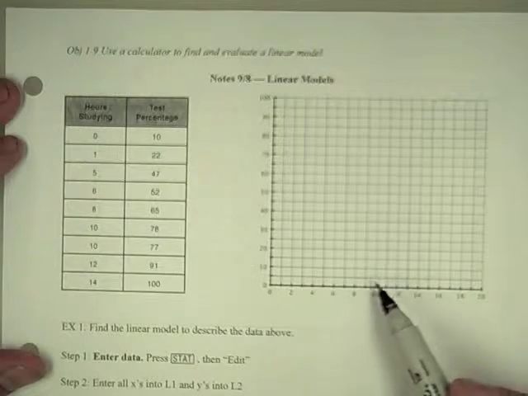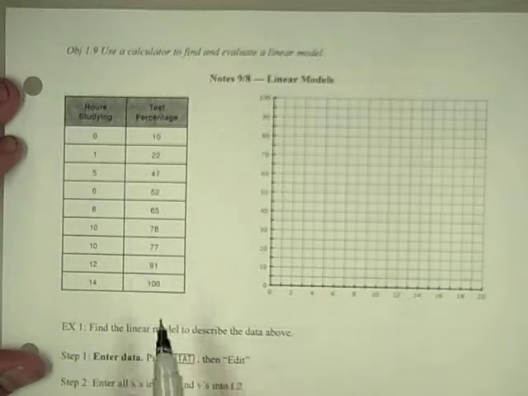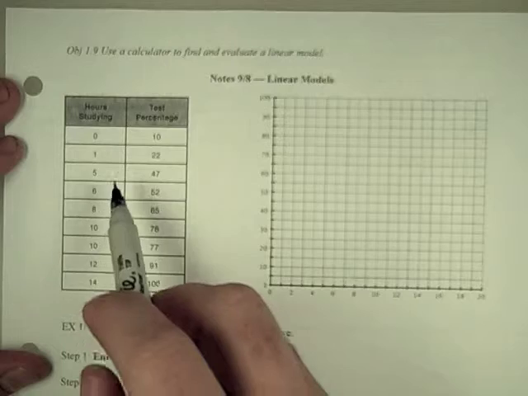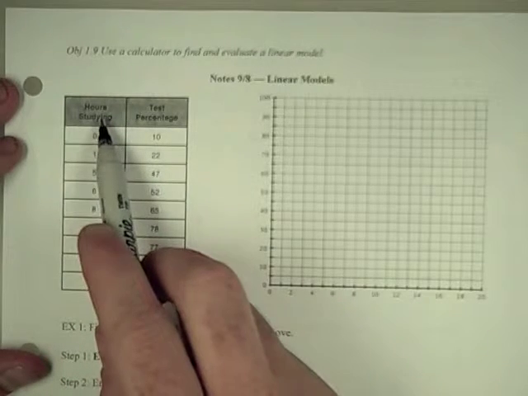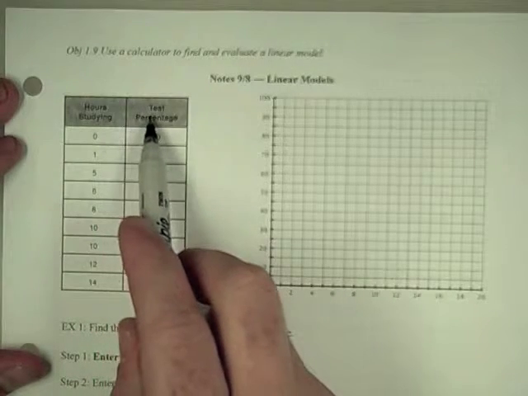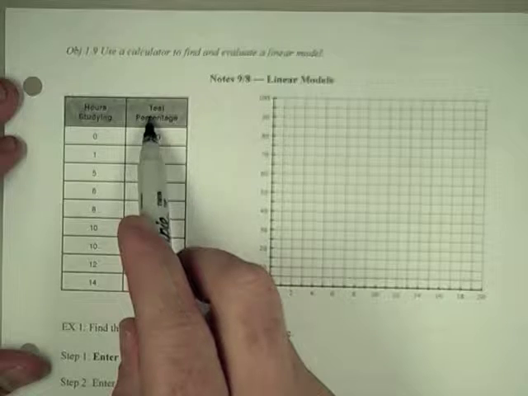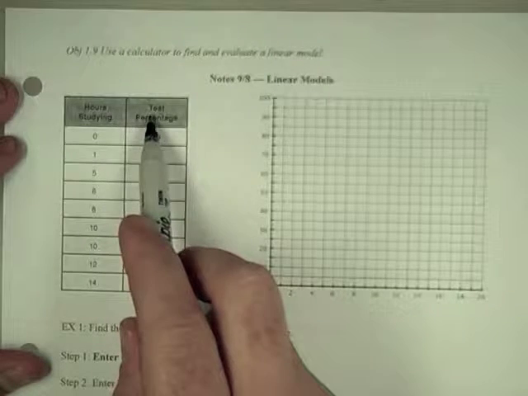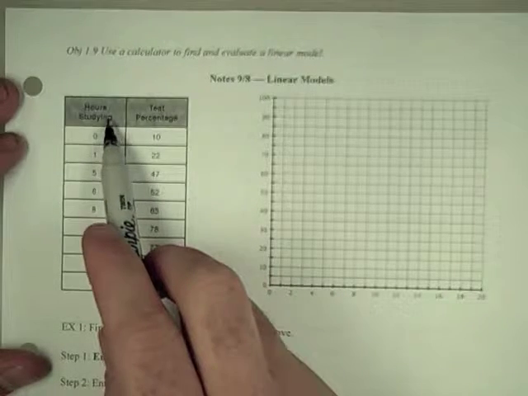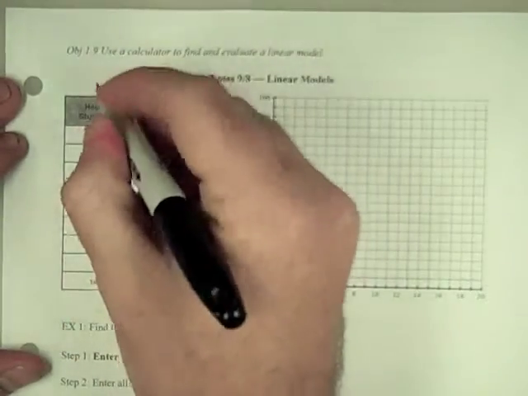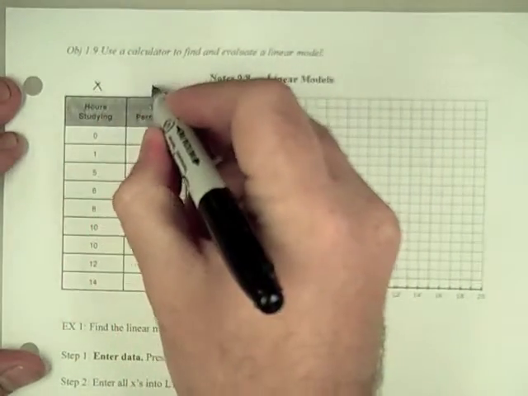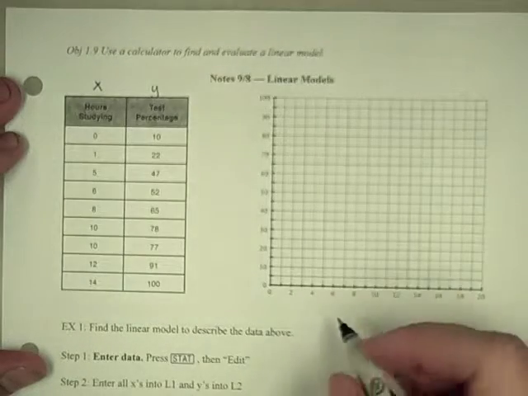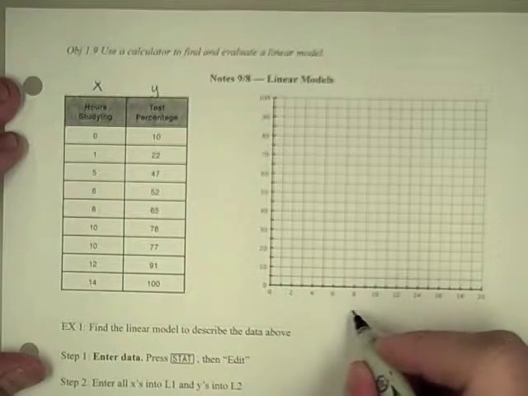First, we need to decide which one of these is the x and which one the y. And we could do that using our sentences. Does another hour of studying give you a higher test percentage? Or does a higher test percentage make you study another hour? I think it works better with hours studying as our x and test percentage as our y. So go ahead and label your axes.